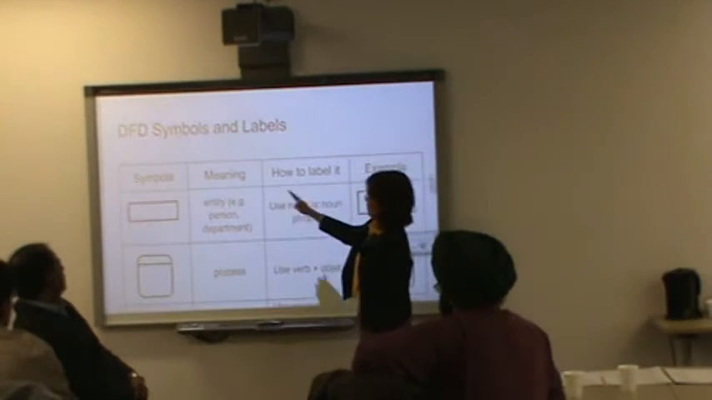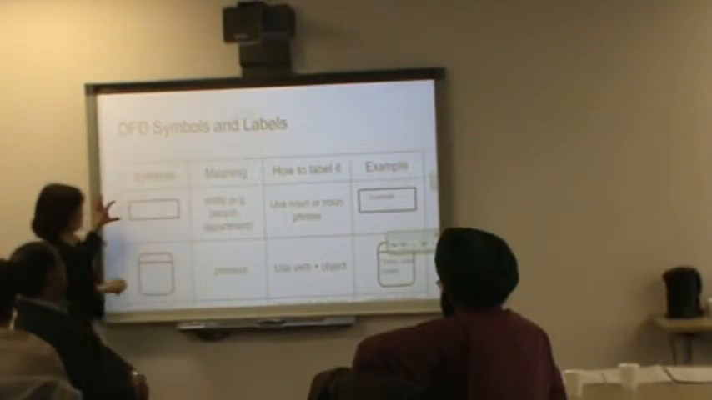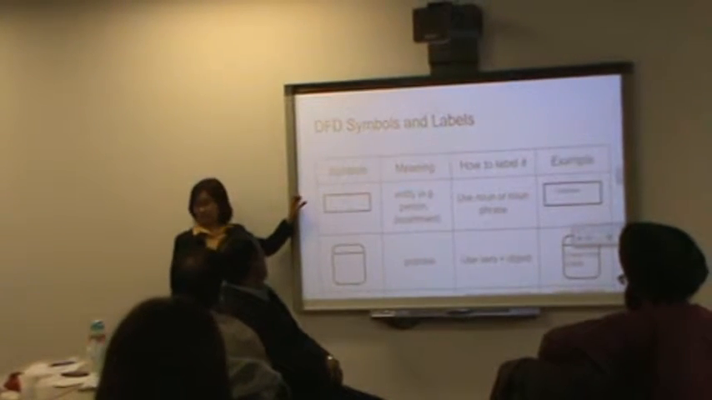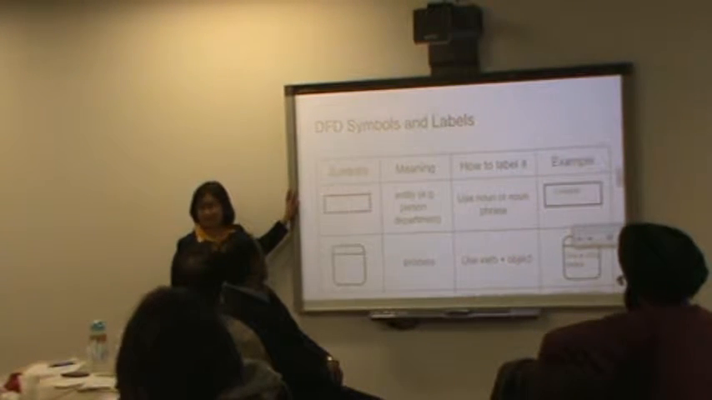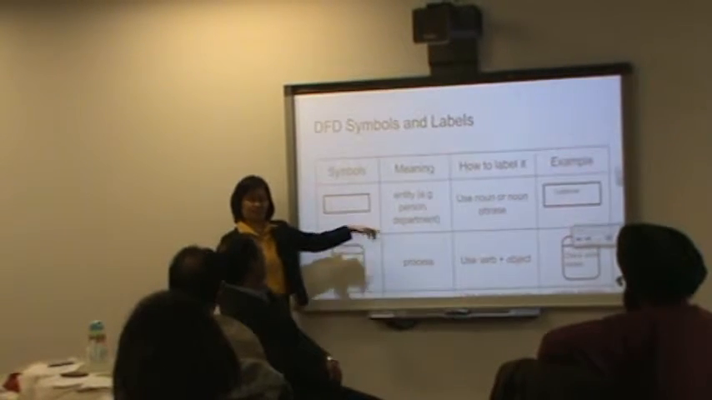Okay? Now, there are four major symbols used. First, sometimes in other textbooks you can see that this is a square, but sometimes if the label is long, this is a rectangle. So a rectangle means an entity. What is an entity?